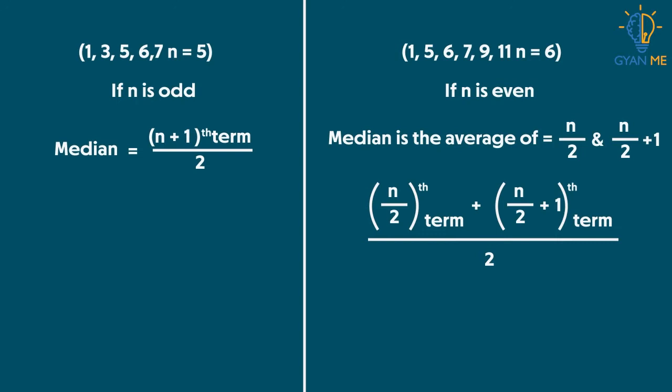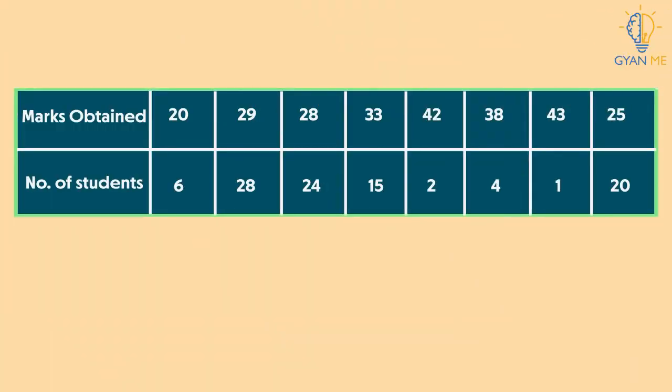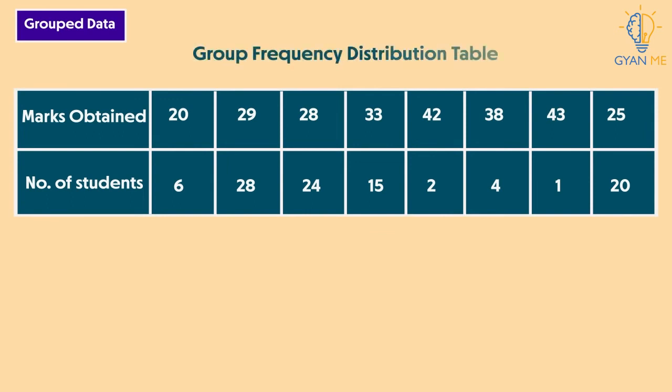If n is odd for the data, the median is given by (n plus 1)th observation, and if n is even, then the median is the average of (n by 2)th term and (n by 2 plus 1)th term. That is, it is (n by 2 plus (n by 2 plus 1)) divided by 2 th observation. But how will you find median of group data? Something like this? Yes, it is a grouped data and the given table is grouped frequency distribution table. Let's understand how to find median of this group data.